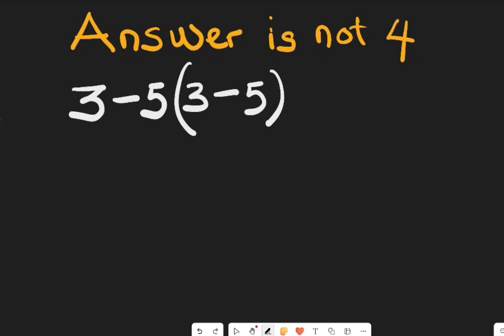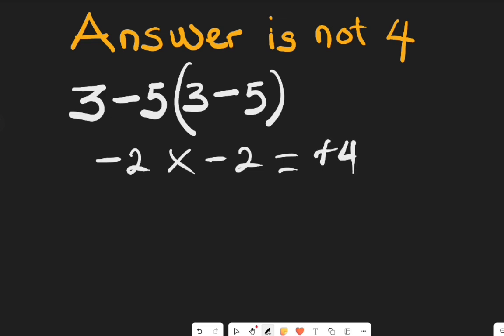Today I'm going to show you how to evaluate or simplify this question. The answer is not 4. Some people will approach this question by saying 3 minus 5 gives you minus 2. Another 3 minus 5 gives you minus 2, and the bracket means times. So they will conclude, using multiplication of directed numbers, minus 2 times minus 2, which gives you plus 4.